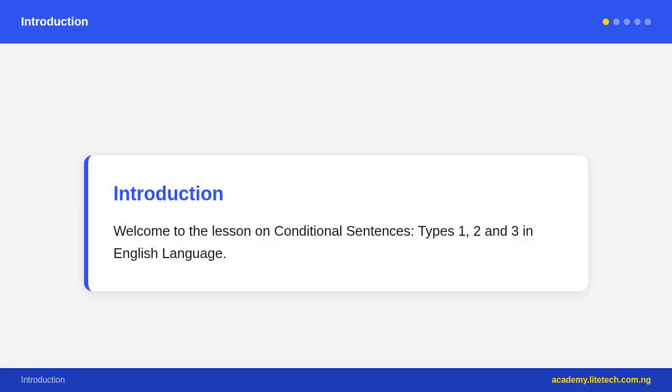Type 1, real/possible condition, present/future. Used when the condition is real, likely, or possible, it could actually happen. Structure: if plus simple present tense, with will plus base verb in the main clause. Examples: if you study hard, you will pass the BECE. It is likely/possible you could study and pass.